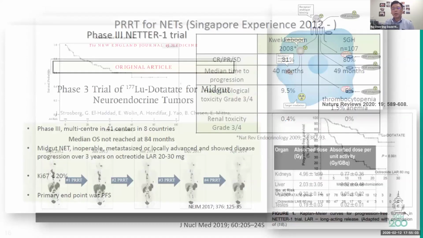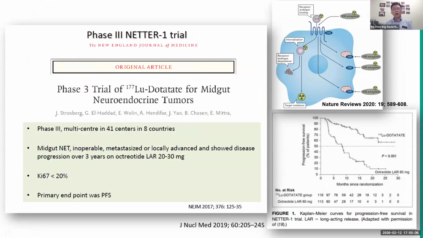So that led to a phase 3, a very famous clinical trial called the NETTER-1 trial, where this radio theranostic, lutetium-177 dotatate, was used to treat neuroendocrine tumors. And it was a multi-center study with 41 centers in 8 countries. And it showed a very remarkable improvement of overall survival, as you can see in the Kaplan-Meier curve on the right.